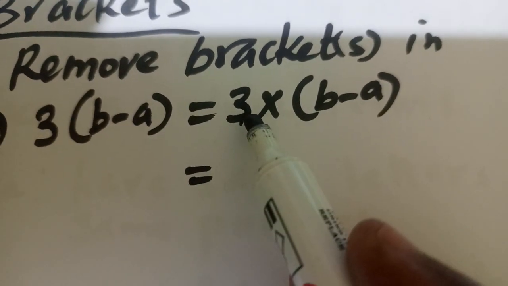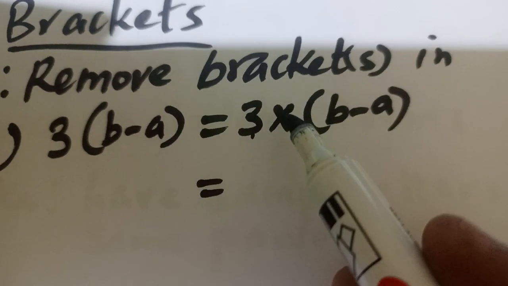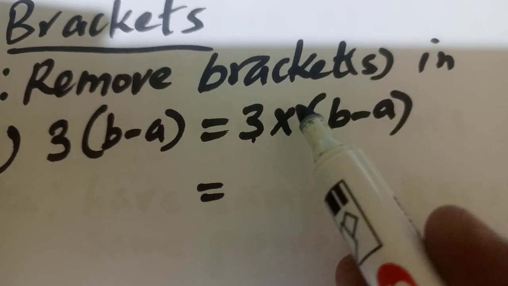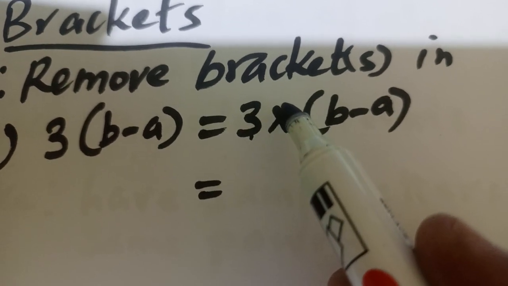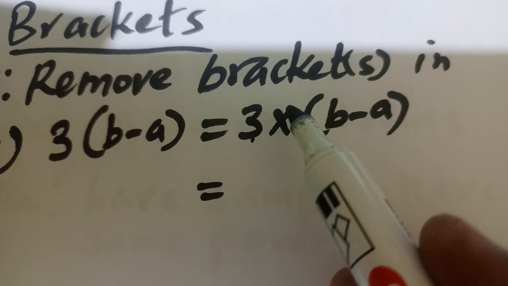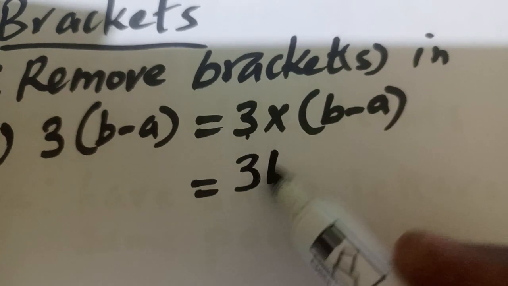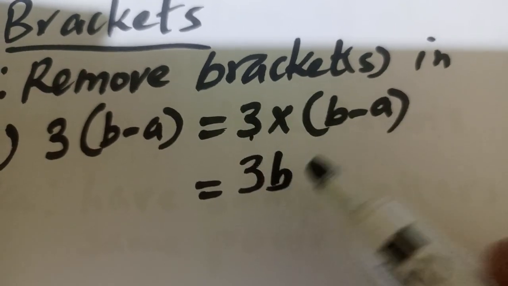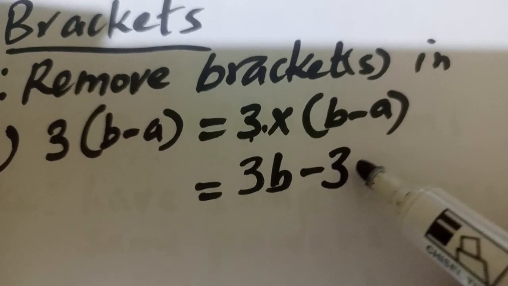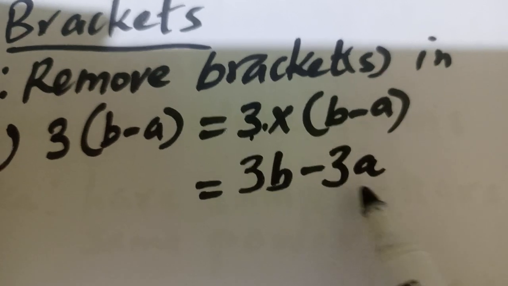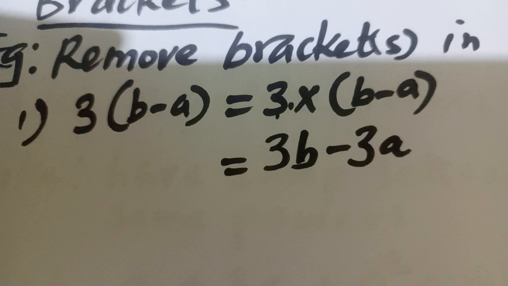So if you are multiplying by 3, that is what happens, that when you are carrying out a multiplication, then what is outside the bracket affects each and every item inside the bracket. So here we'll have 3b, that is 3 multiplied by b gives us 3b, and then 3 multiplied by minus a gives us minus 3a. So this is what it reduces to when we remove the bracket.